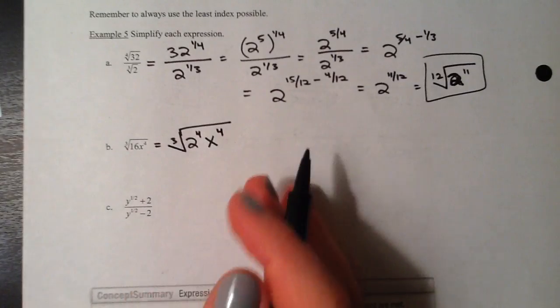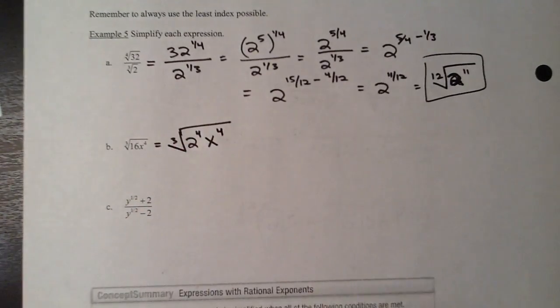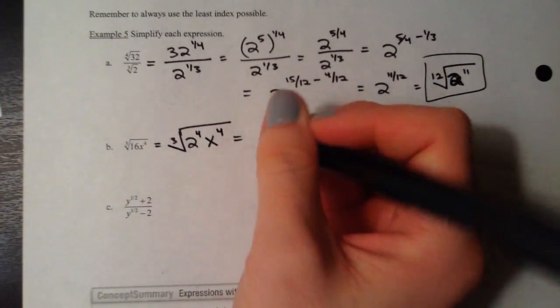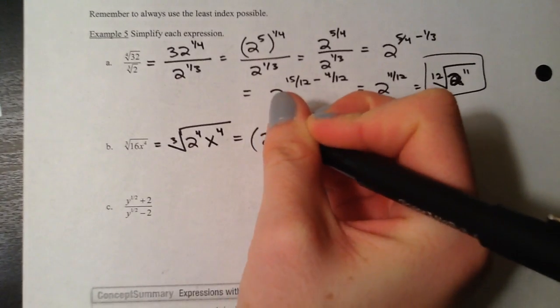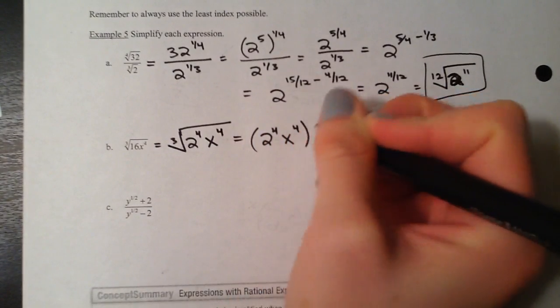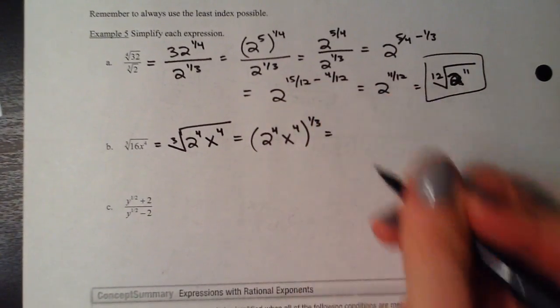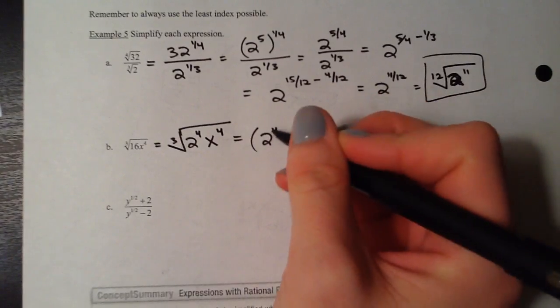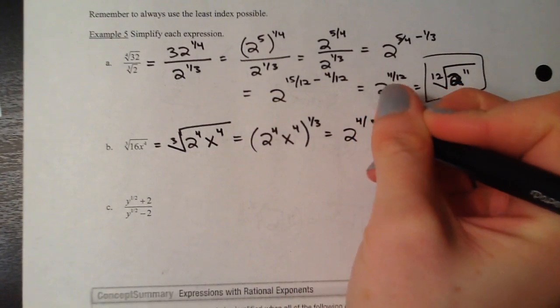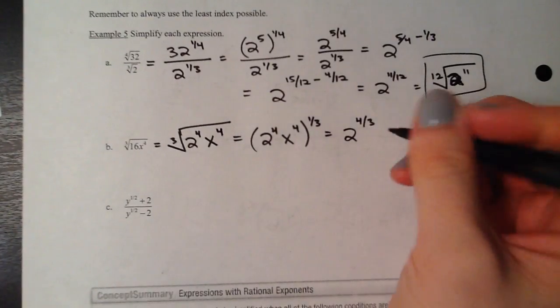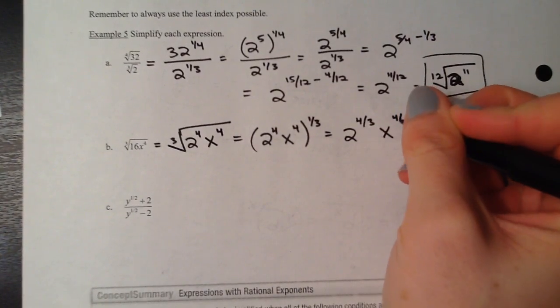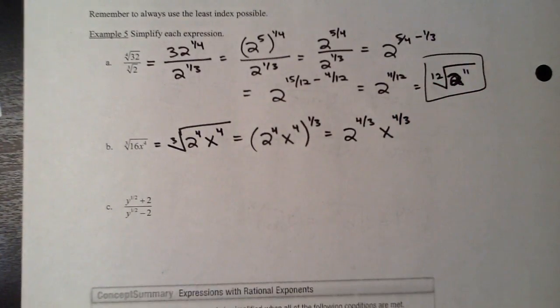I know we did one method for simplifying these down the other day. We're going to use the rational exponent method this time. So 2 to the 4th x to the 4th, we're going to raise that to the 1/3 power, because remember 1/3 power and cube root are the same thing. Then I can raise them both to the 1/3 power, so 4 times 1/3 is this, and then x to the 4/3. Alright, so I'm going to continue to simplify these down.